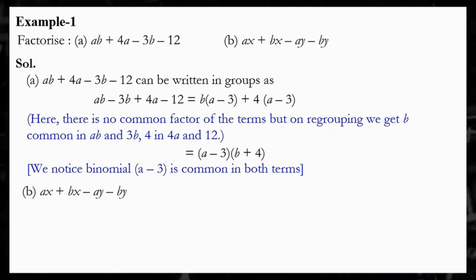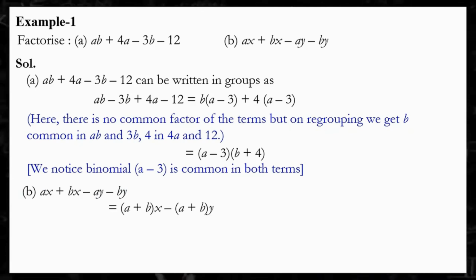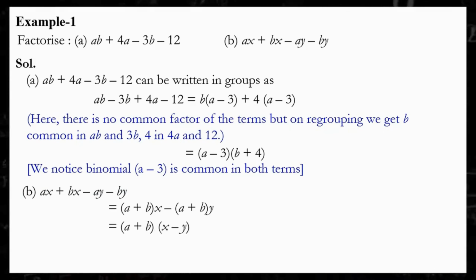B, ax plus bx minus ay minus by is equal to (a plus b) into x minus (a plus b) into y, which is equal to (a plus b) into (x minus y).